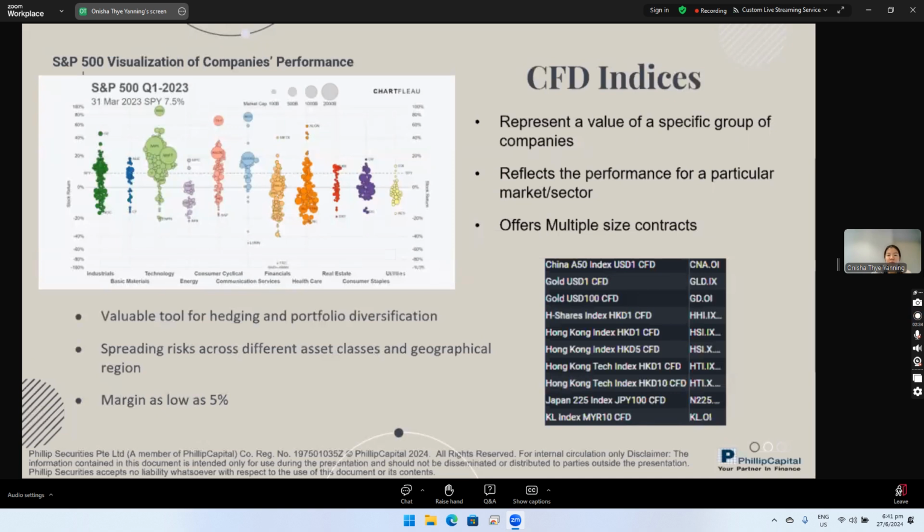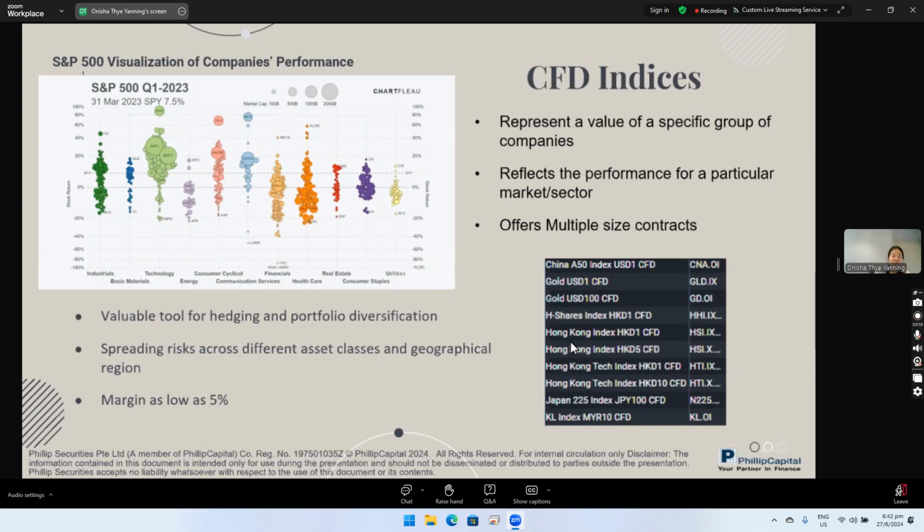Now, let's say for CFD indices. CFD indices cover a broad spectrum of markets, including major global indices. For example, the S&P 500 represents the value of a specific group of companies. It reflects the performance of a particular market or sector, as you can see here. Here is the visualization of the performance of the companies within the S&P 500 index. We also offer multiple contract sizes depending on what you want. Especially for Hong Kong, we have Hong Kong Index HKD1 and Hong Kong Index HKD5, so it's the mini and the standard lot.